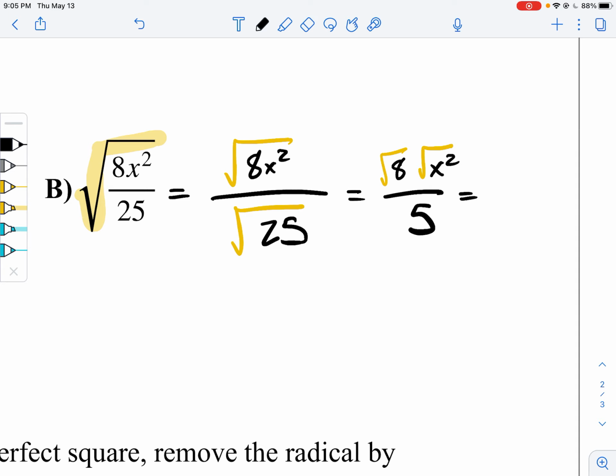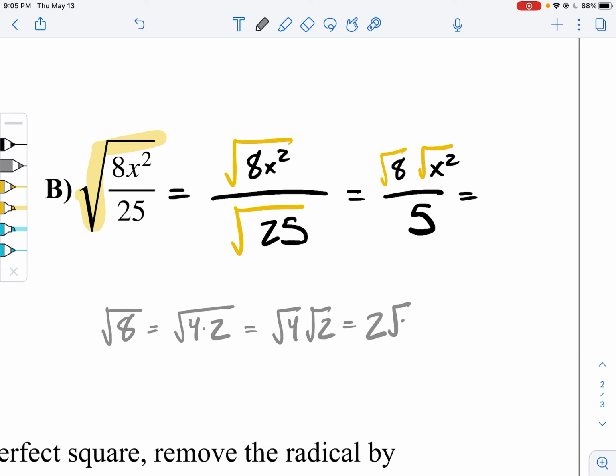Square root of 8? Oh, let's just do that down here. The square root of 8 is equal to the square root of 4 times 2, which is the square root of 4 times the square root of 2, which is 2 rad 2. So I'm just going to take this whole hot mess right here. Square root of 8 is 2 rad 2, because I did the work down there. The square root of x squared, that's really nice.